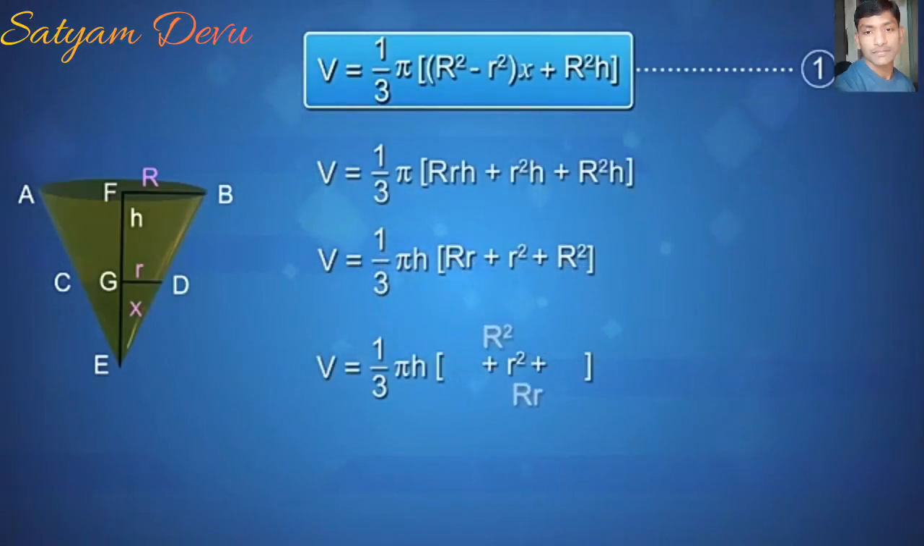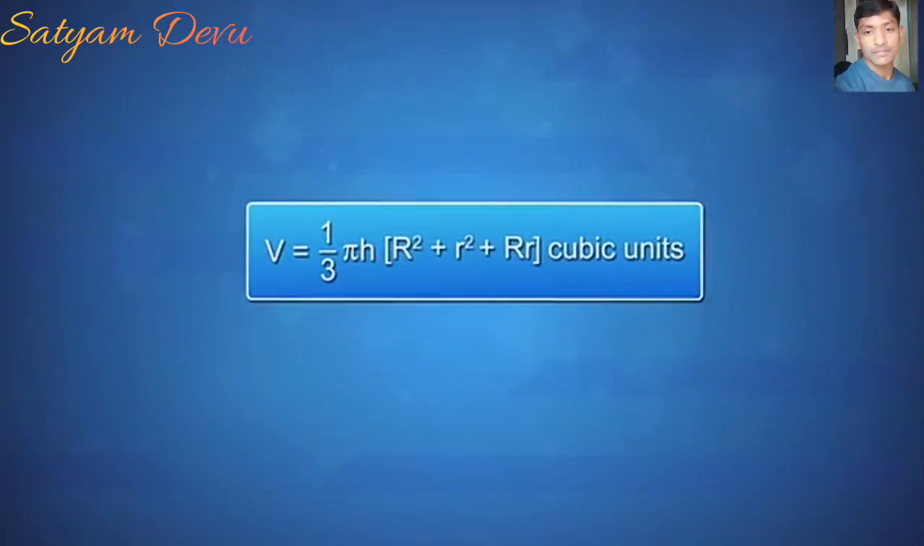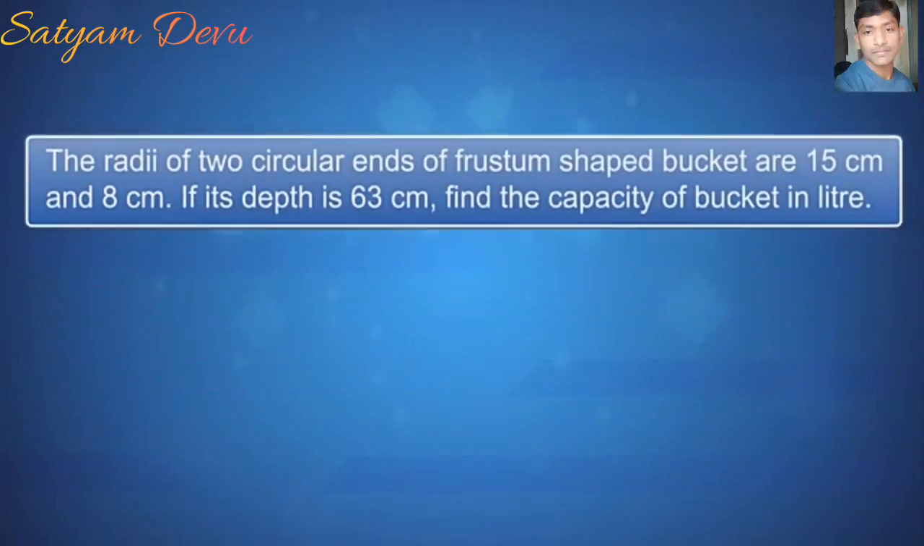Just rearrange this equation to get the volume of frustum of cone. That is, V is equal to 1 by 3 pi into h into capital R square plus small r square plus capital R into small r cubic units. Thus, we have successfully derived the formula for volume of the frustum of the cone. Next, let's solve a problem using this formula.